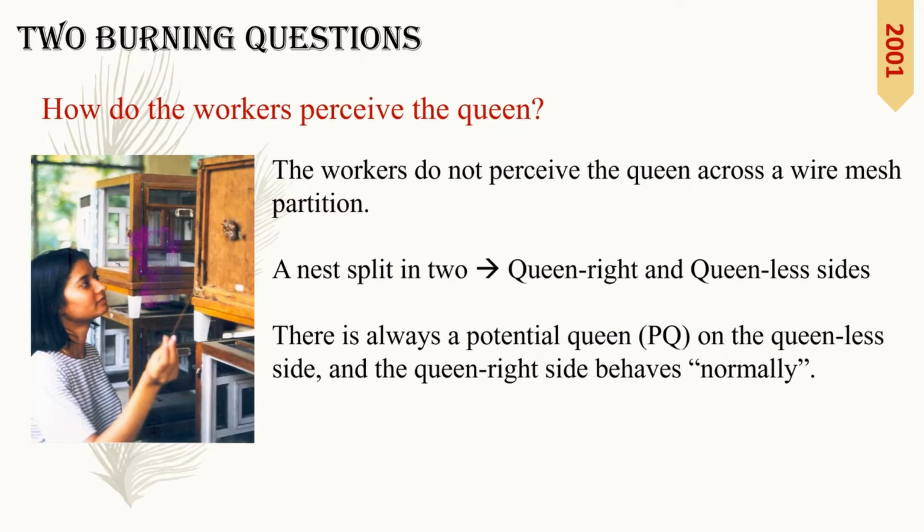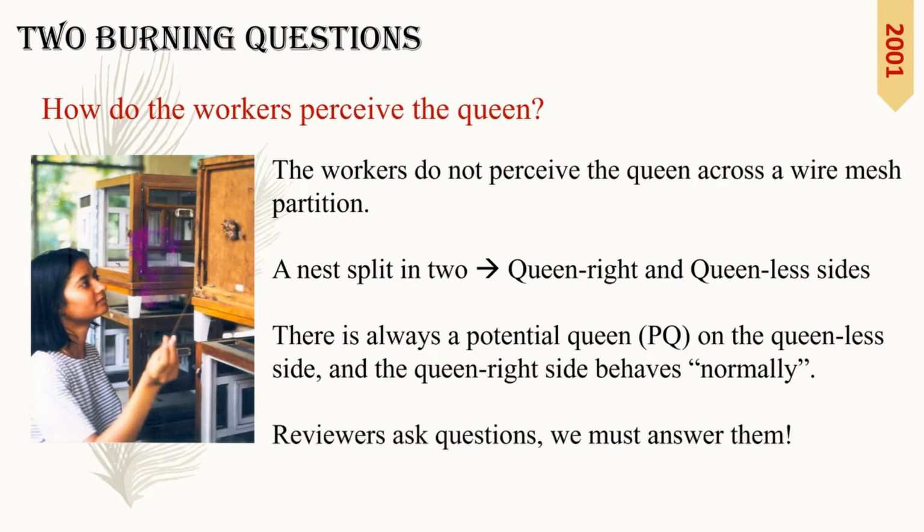Queen and half the workers on one side behaved as if nothing was wrong. The other half of workers had a potential queen beating up all the workers. So what was happening? These were the questions that the reviewers were asking. Why mesh? Why not a solid partition? Why don't you try other materials? Maybe the iron is doing something, it's absorbing something and the smell is not going through. So all kinds of questions to which we didn't have answers.